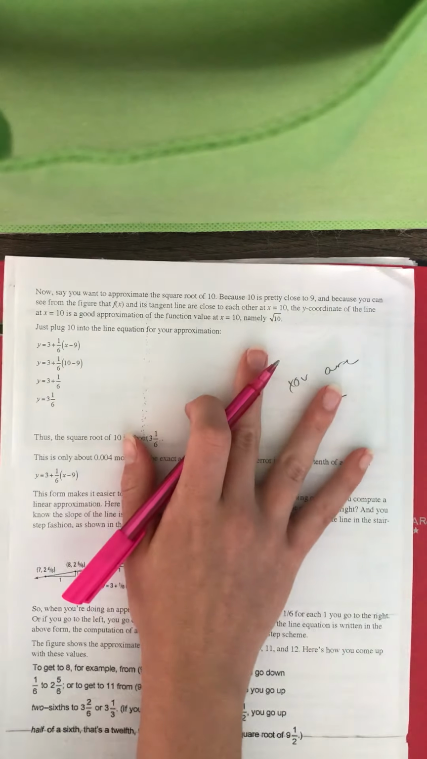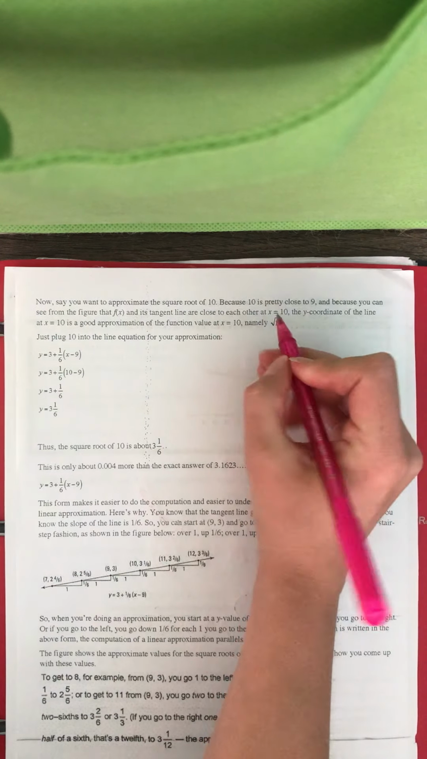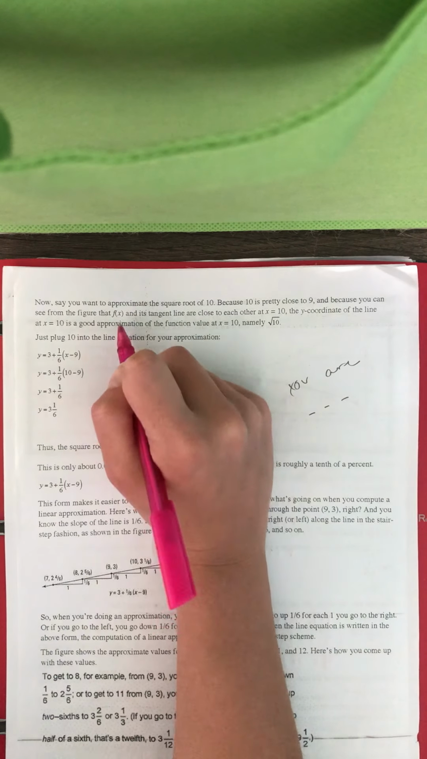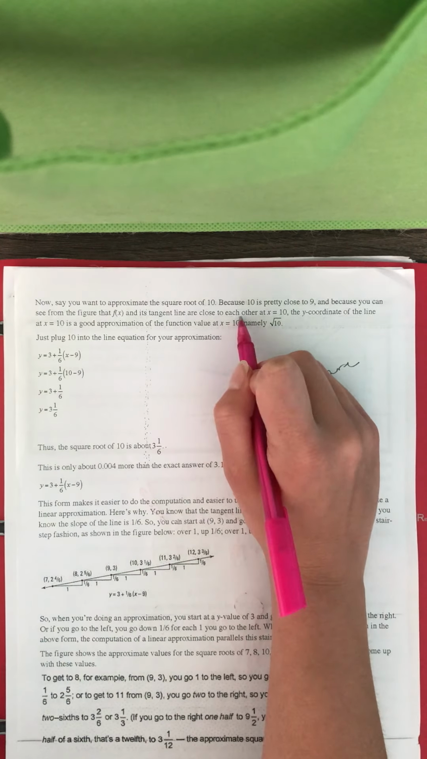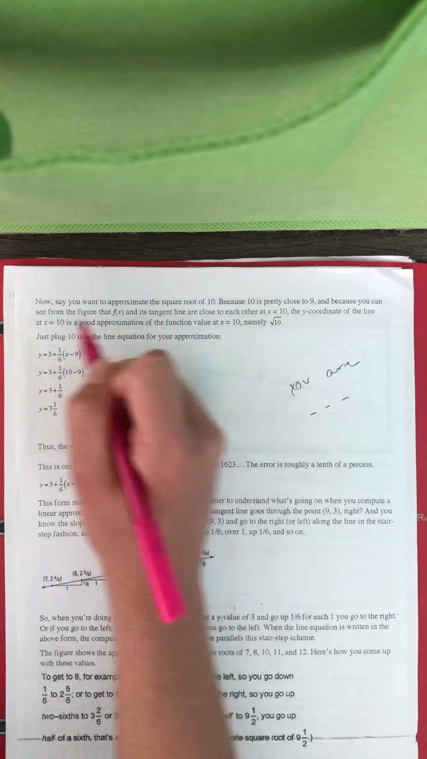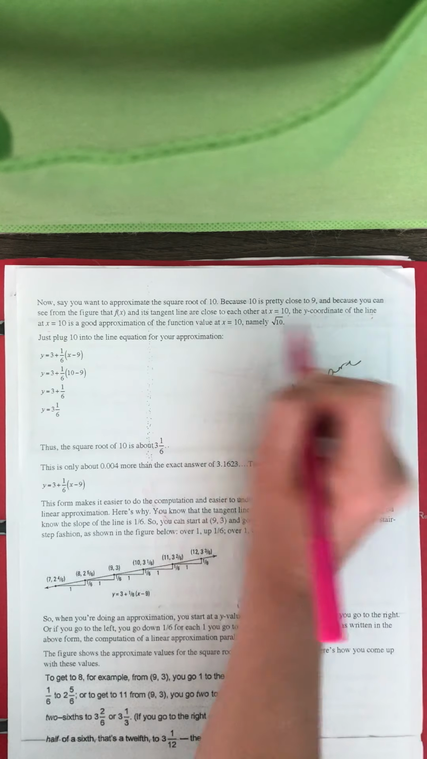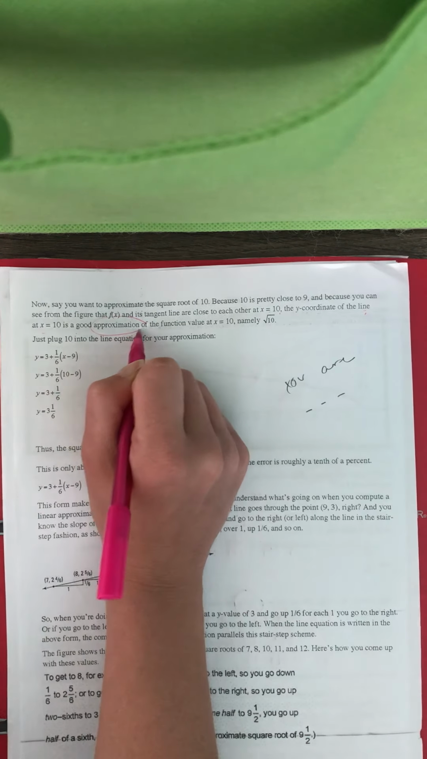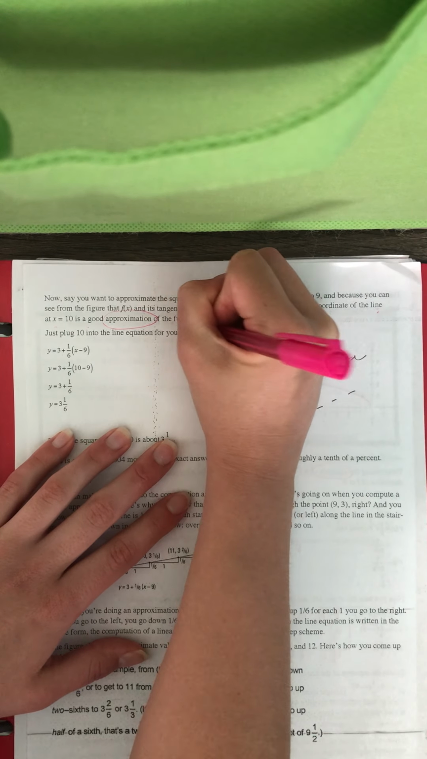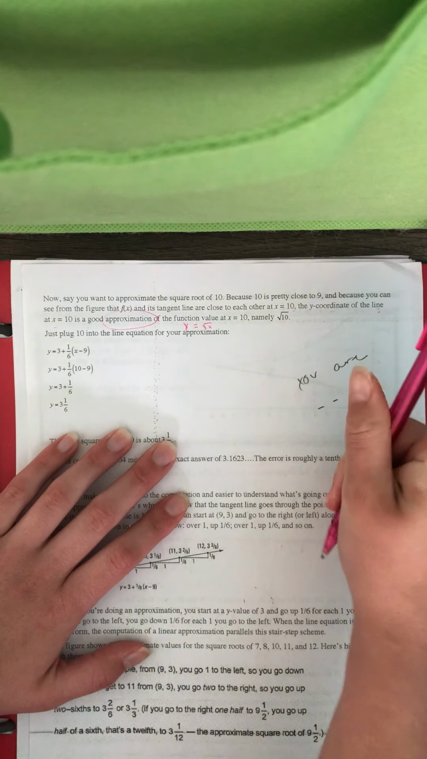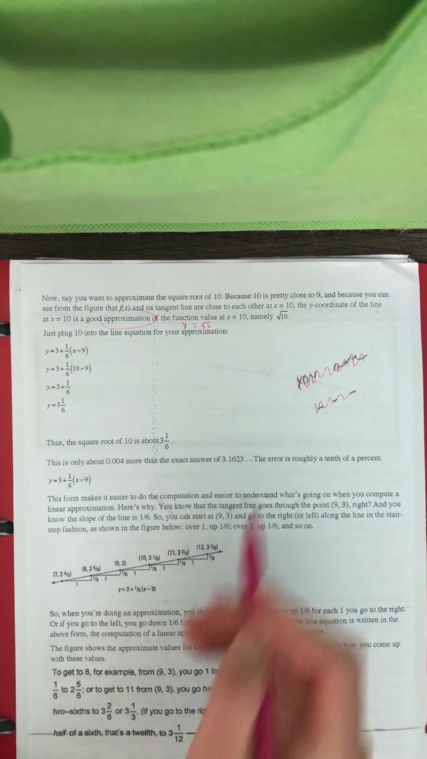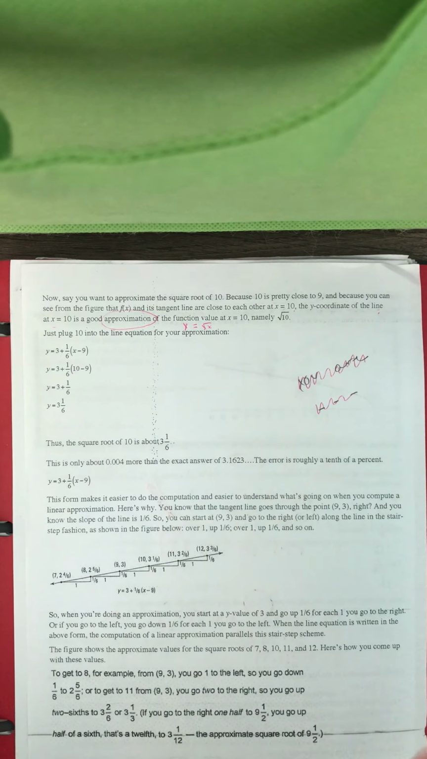Now, say you want to approximate the square root of 10. Because 10 is pretty close to 9, and you can see from the figure that f(x) and its tangent line are close to each other at x equals 10, the y-coordinate of the tangent line at x equals 10 is a good approximation of the function value at x equals 10, the function being y equals root x. So we have some scribbles over here. Namely, root 10. So again, this is an approximation.